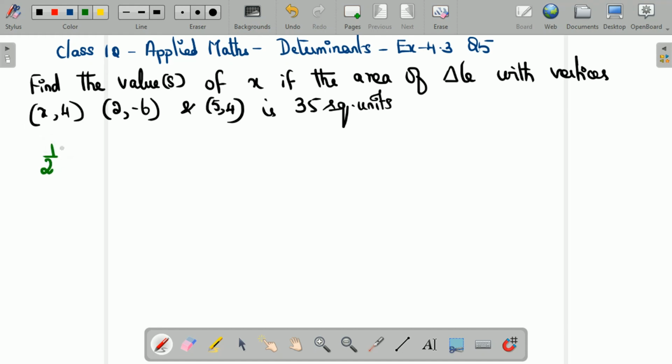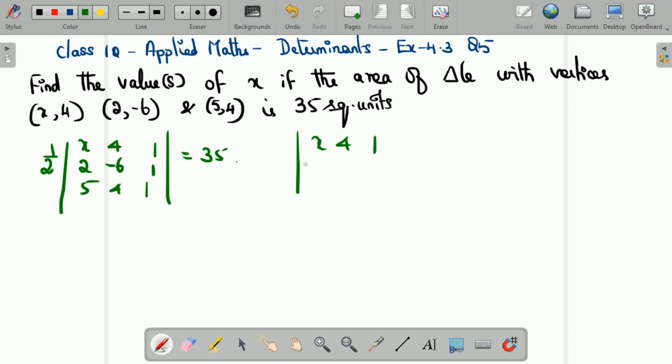So, area of the triangle is half into the determinant of these vertices in the style x, 4, 1; 2, -6, 1; 5, 4, 1. They gave that this area is going to be equal to 35 square units. This means I'm going to take the 2 to the other side. So the determinant of x, 4, 1; 2, -6, 1; 5, 4, 1 is equal to 70.